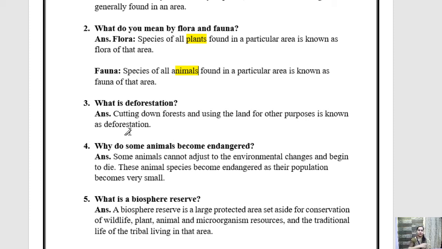Alright. Fourth, why do some animals become endangered? Why do some animals become endangered?